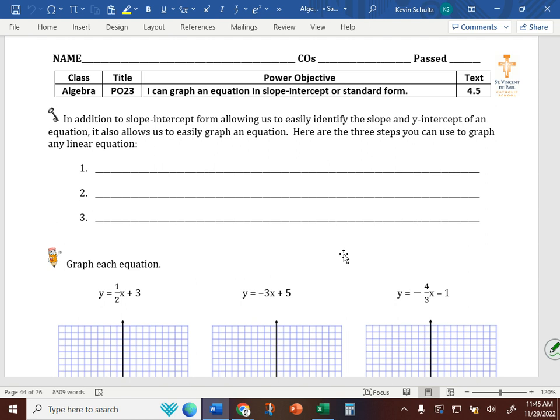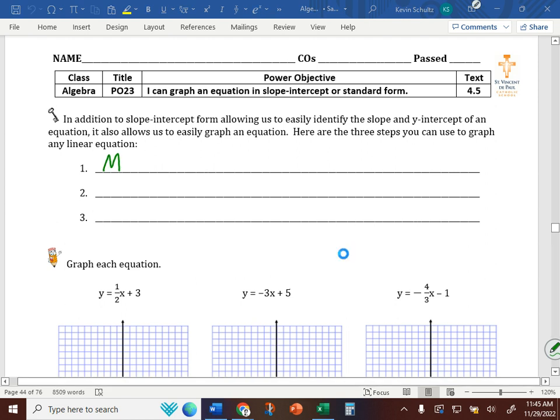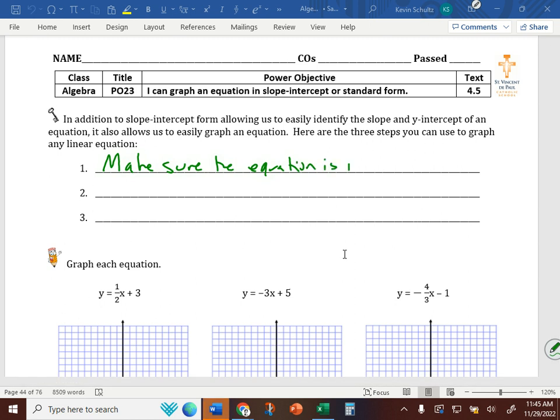So if you look back at PO54, you'll only see two steps written here. The first step is now make sure the equation is in y equals mx plus b form. If it's not, you have to put it there. Which is why we learned in PO22 how to convert from standard form to slope-intercept. Because if it's given to you in standard form, you have to convert it to slope-intercept form.